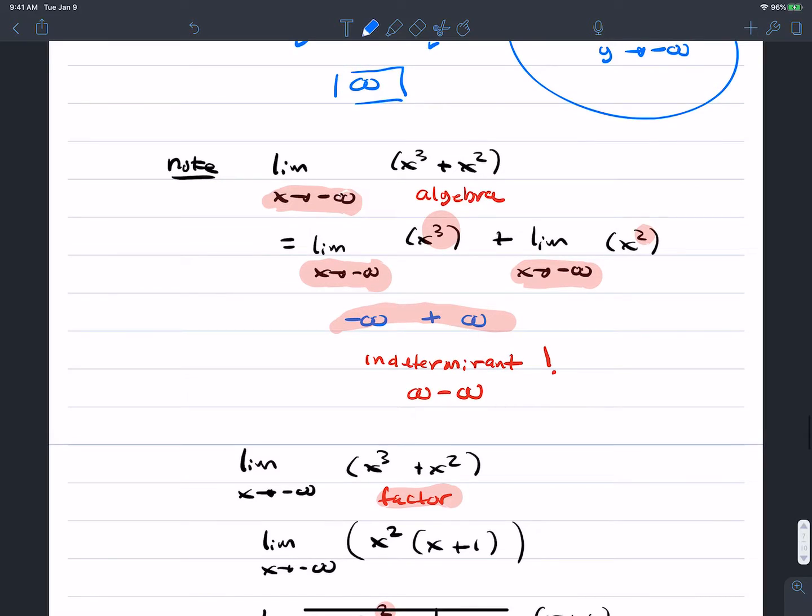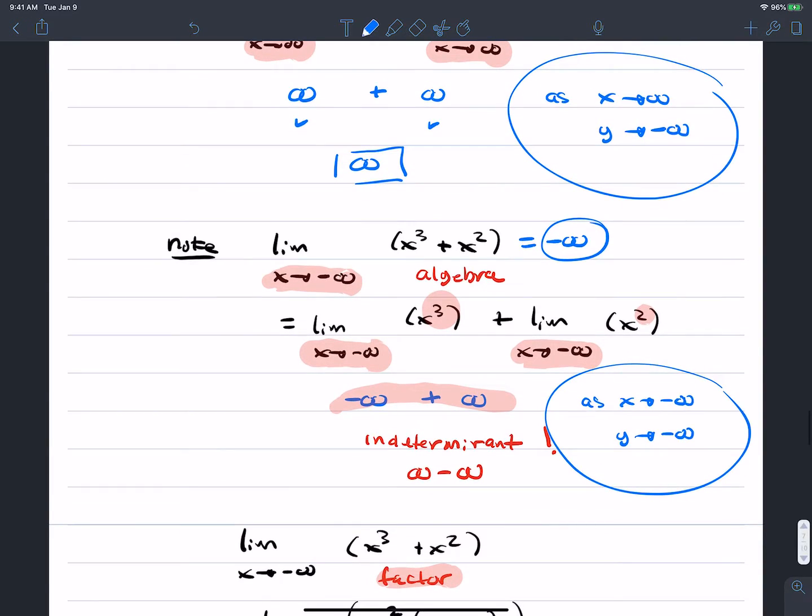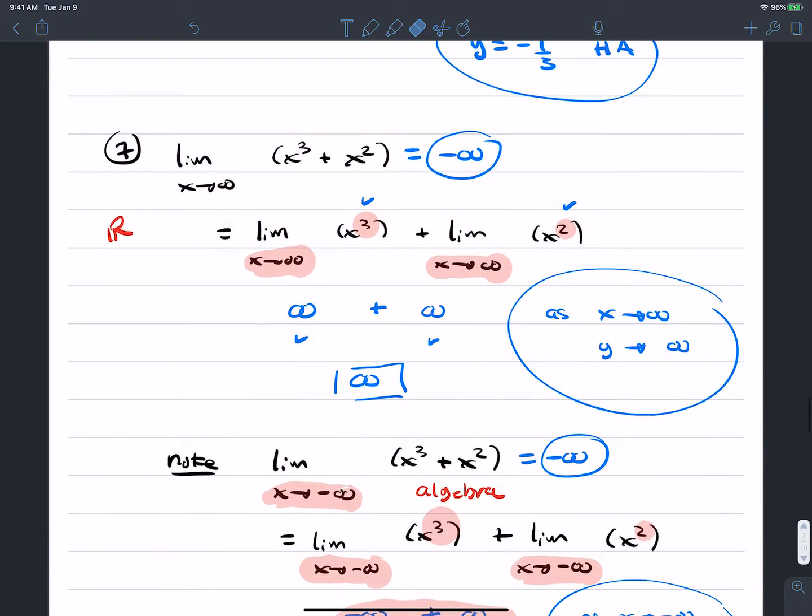Here we go. This was equal to what? Negative infinity. Okay. So this was as x goes to what? Negative infinity. Y goes to negative infinity. Good job. And this one, though, is actually not negative infinity. It's what? Positive infinity. So let's change that here. Good. So we actually looked at the wrong answer. All right.